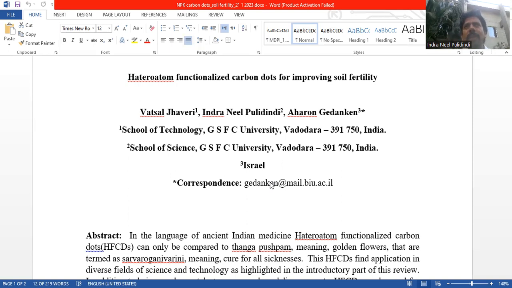Edward McKendry Bounds has written so many books, as many as 15 books on a single subject called prayer. Likewise, these days, hundreds of papers are being published on a single subject called carbon dots. This is the problem I face as a teacher, especially when I teach undergraduate and postgraduate students.